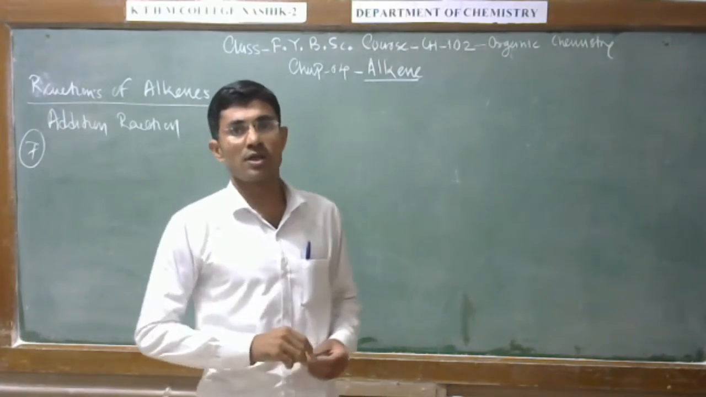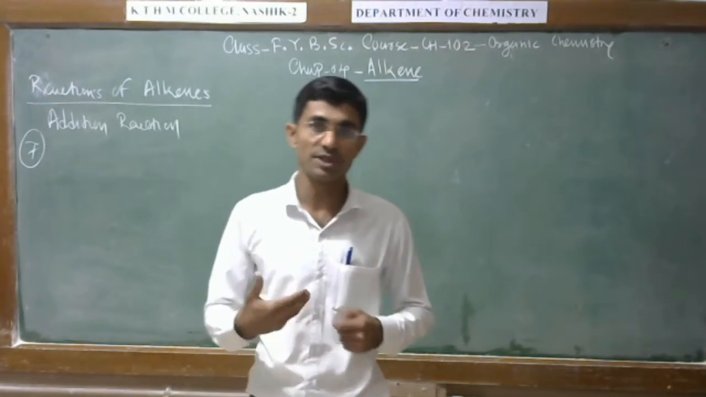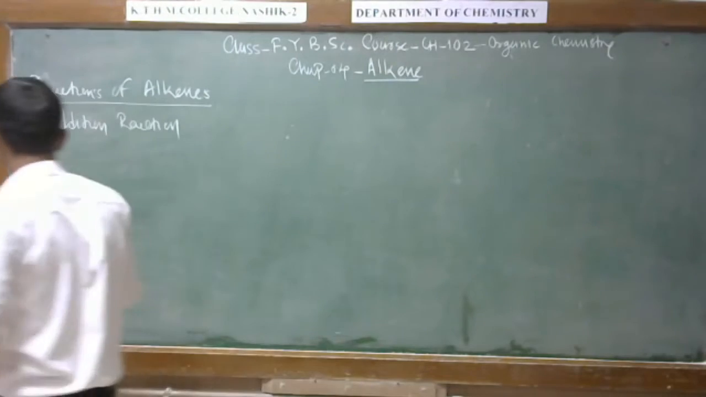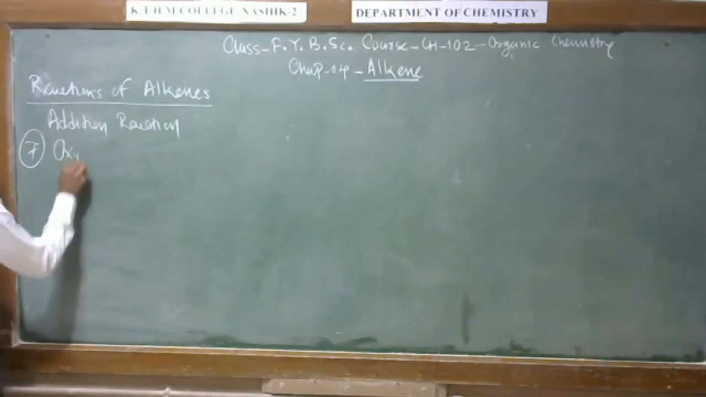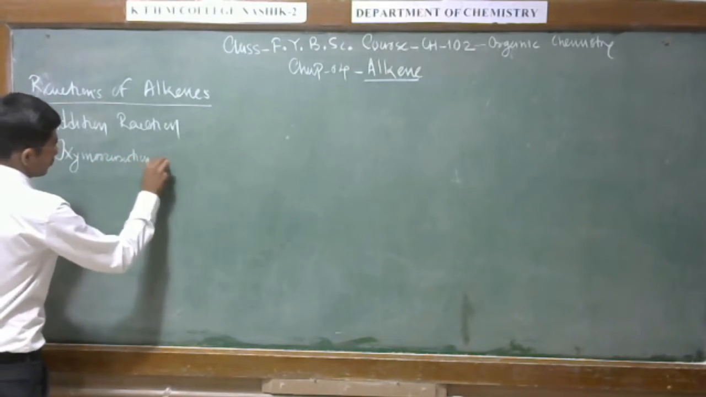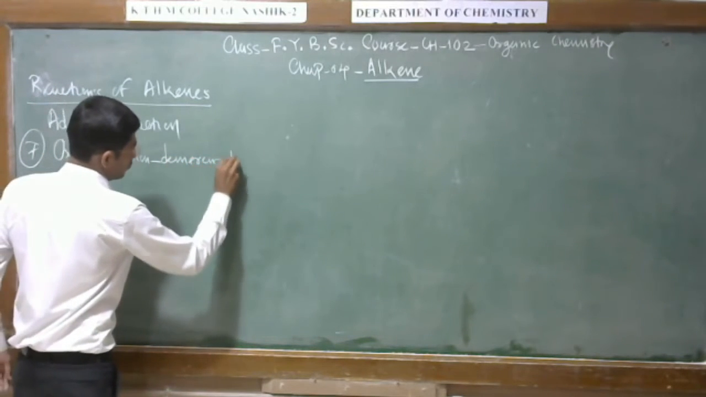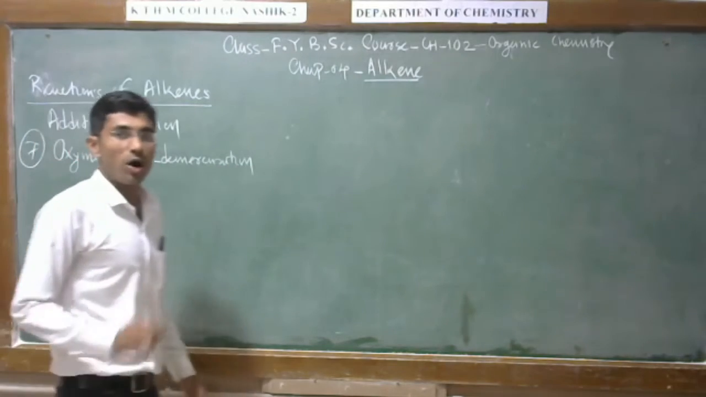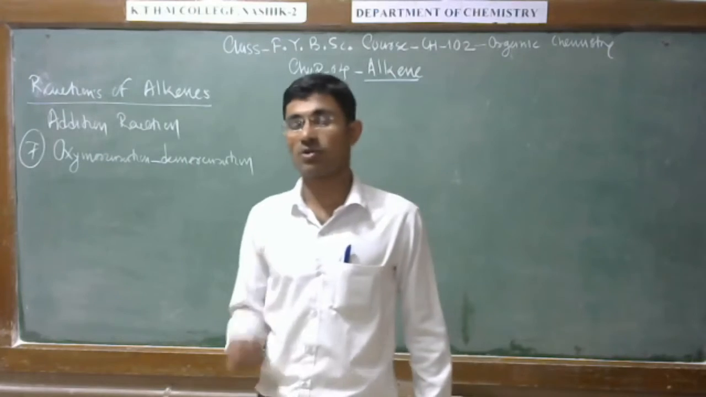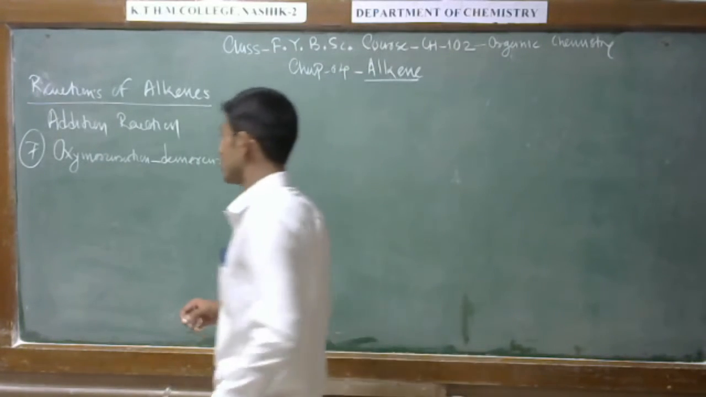So last time we have discussed six types of addition reaction. In this lecture we will continue this discussion. The 7th type is the oxymercuration-demercuration reaction. So in this type of reaction, oxymercuration-demercuration reaction, from alkene we can prepare the alcohol compound.